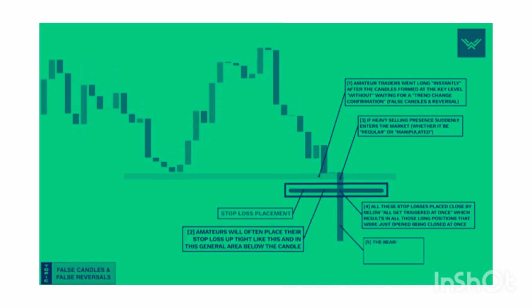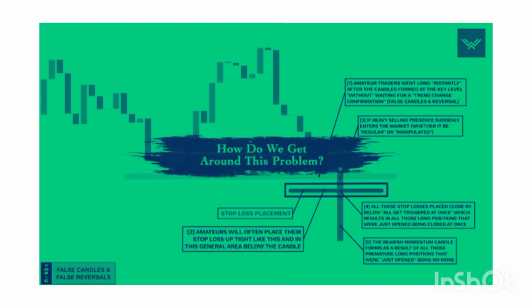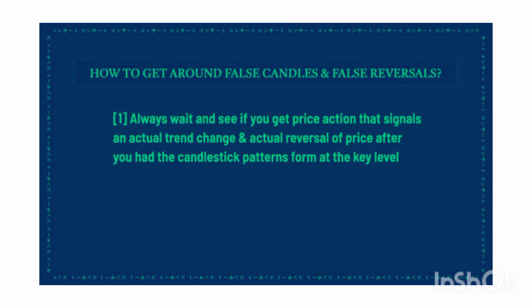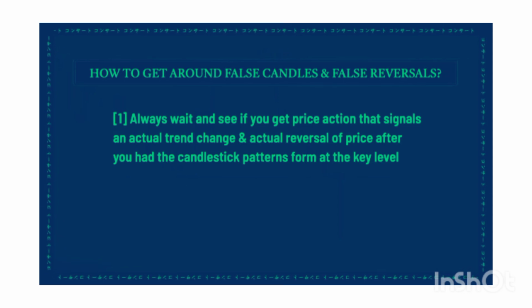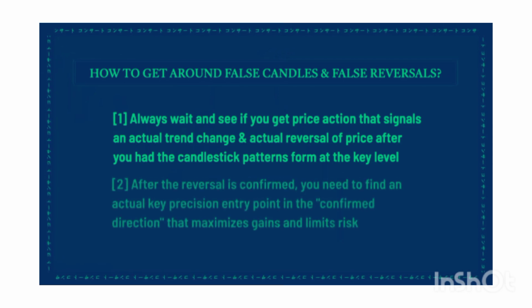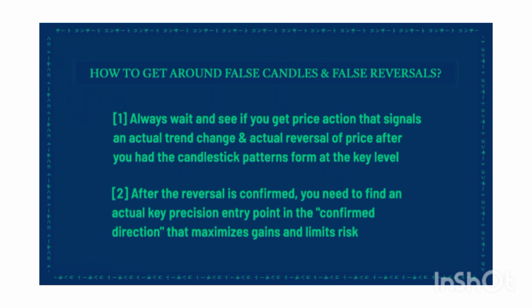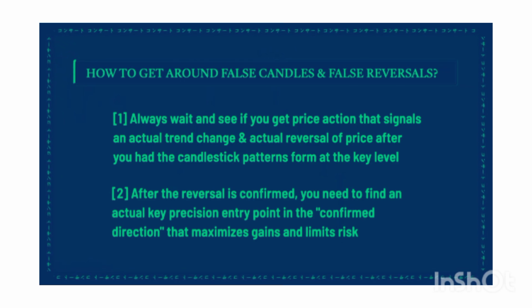This is what causes the heavy momentum candle to form right after, which is a result of all those premature long positions that were just opened at the level being no more. So how do we get around this problem? You should already know the answer by now. 1. Always wait and see if you get price action that signals an actual reversal of price. And 2. After the reversal is confirmed, you need to find an actual key entry point that maximizes gains and limits risk.